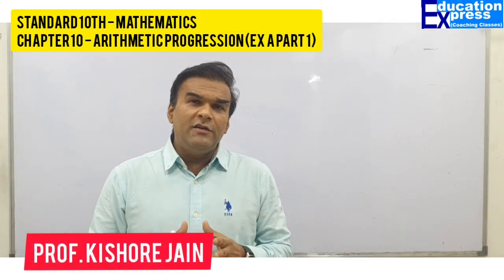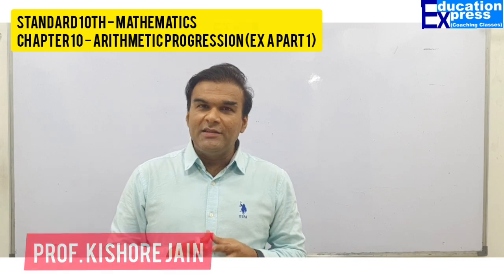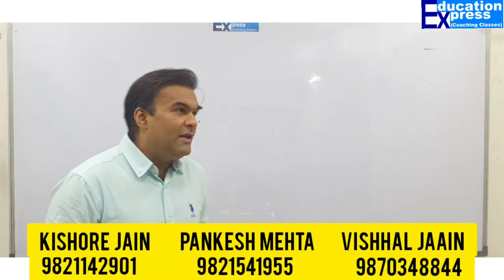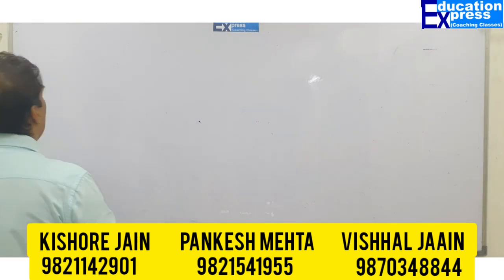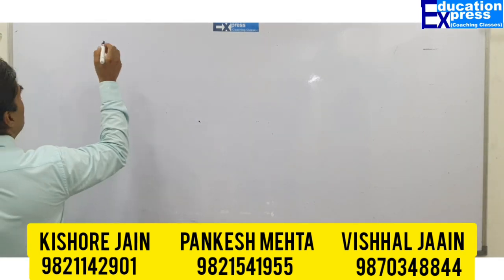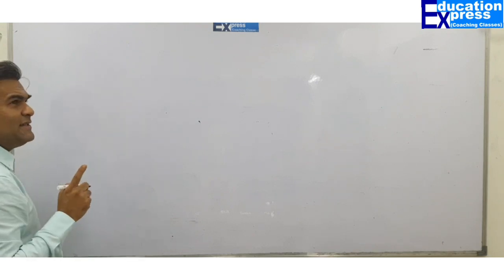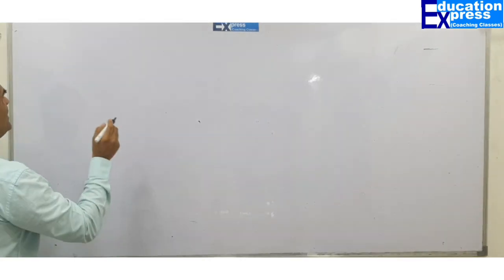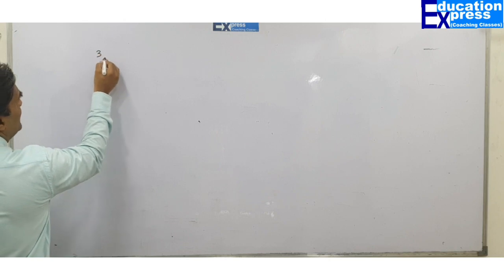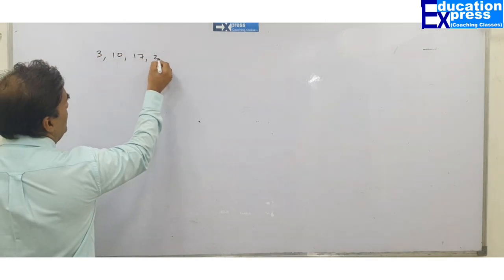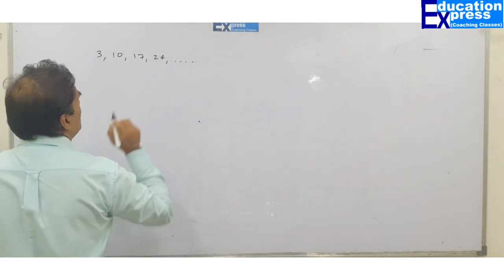We begin with the first exercise of arithmetic progression, that is AP. We have already discussed the rules of AP. This is a small glimpse of the properties of AP. As we know, arithmetic progression is applicable in a series. So supposing we have a series 3, 10, 17, 24 and so on.